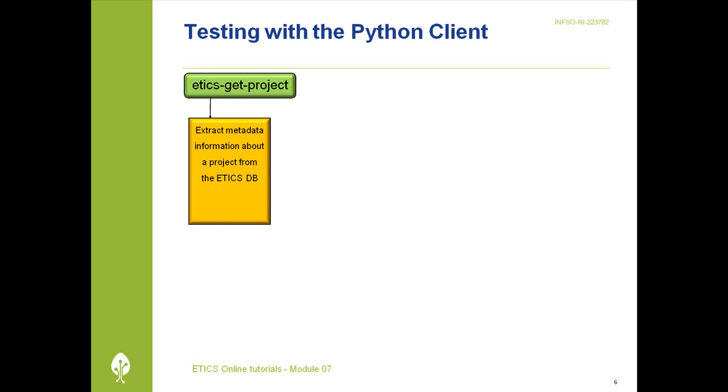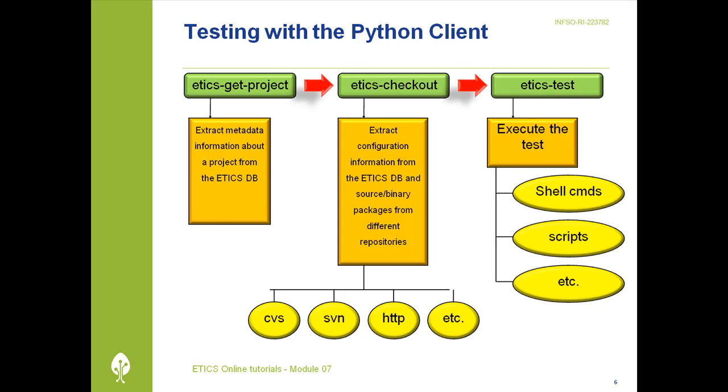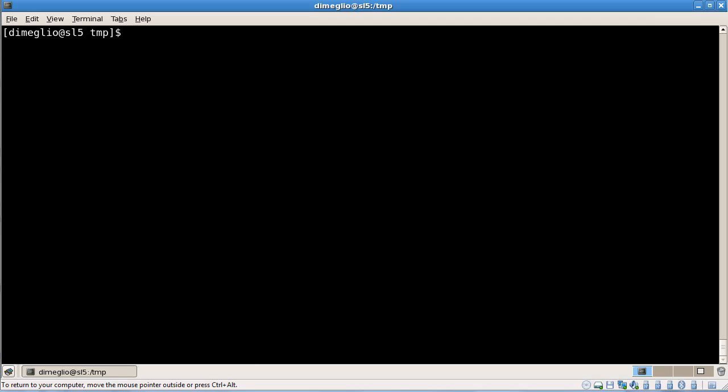ETICS get project is used to select the project. ETICS checkout is used to select a configuration within that project, extracting it from one of the many supported source version control systems. And finally, ETICS test is used to perform the test by executing its registered test commands using any script or tool defined by the developer. The first 2 steps are identical to those required by an ETICS build sequence, only the 3rd step requires a different command. Let's start in a brand new workspace.